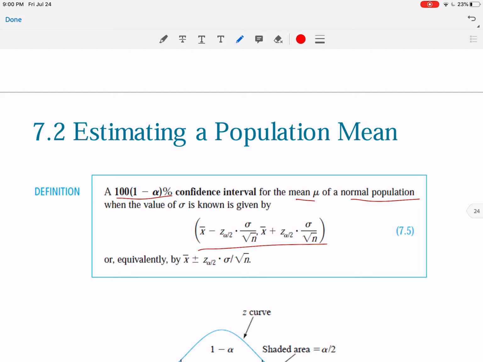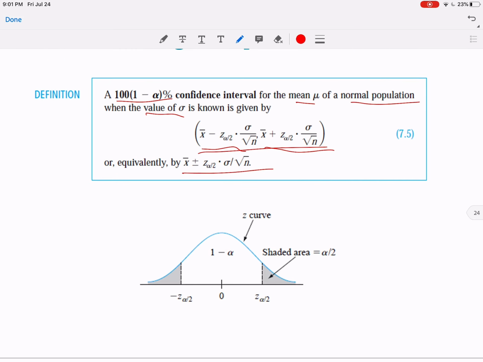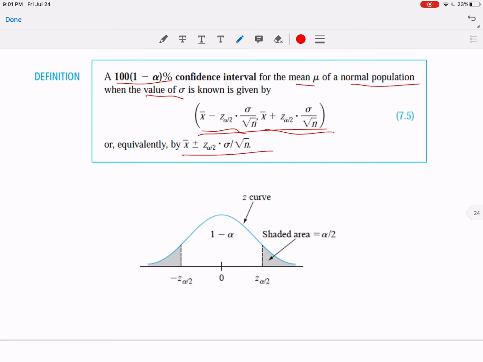If we know the value of the population standard deviation, we just need to apply this formula: x bar minus z sub half alpha times sigma over square root of n. So this is the lower bound, this is the upper bound. Equivalently, it is x bar plus or minus the margin of error. Of course, once we know alpha, we can figure out half alpha, and once we figure out half alpha, we can find the corresponding z sub half alpha.